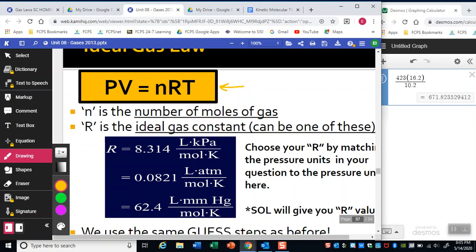And N is the number of moles of gas. R is your ideal gas constant. And like I said, it can be either of these 3 numbers depending on if your pressure is in kilopascals, atmospheres, or millimeters of mercury. Notice you always use Kelvin for the temperature, and you always use liters. In the other problems I wasn't worrying about liters, but if I'm going to be using this constant, I have to have these units. So now we've got to make sure we have liters as well as kelvins.